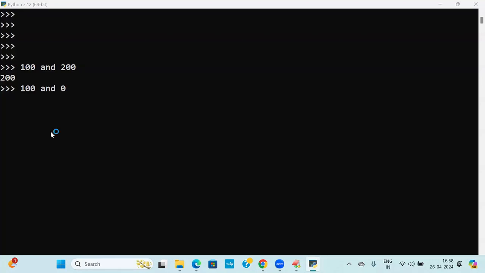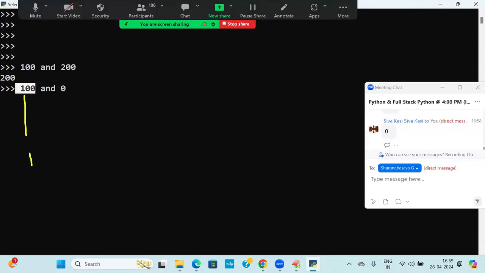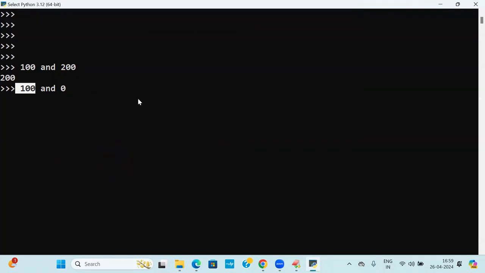100. Wrong answer. What is 100? 100 is non-zero, which means true. And 0 means false. True and false is false. False means 0 is the correct answer. That's all.